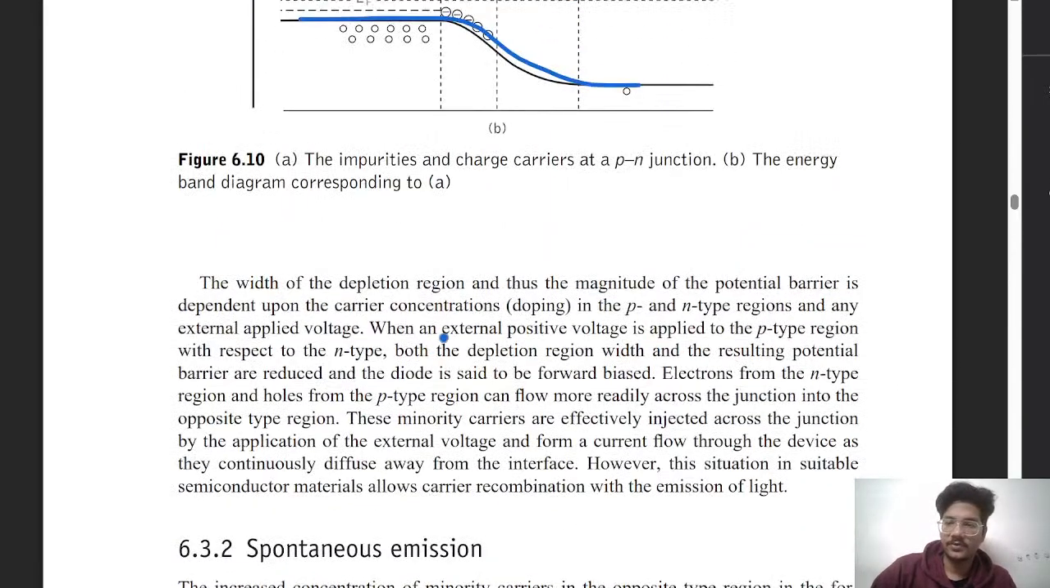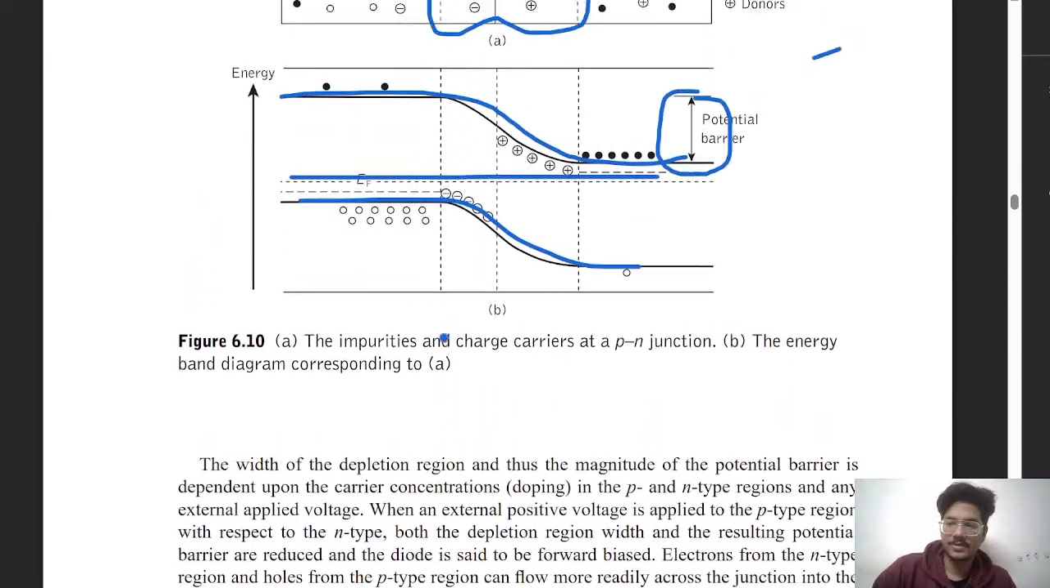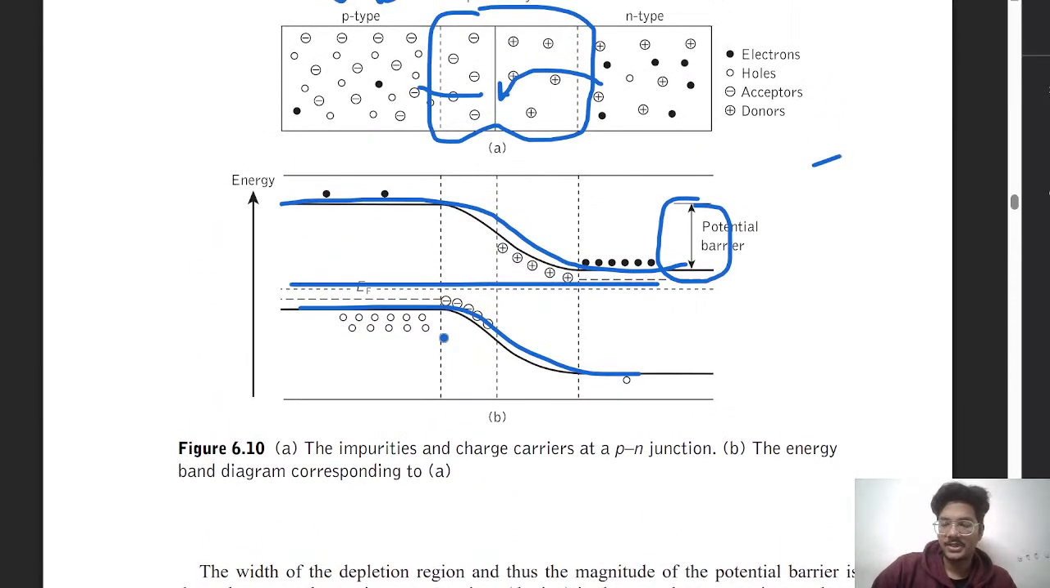After that we see forward bias in the p-n junction. Forward bias means applying a positive voltage to the p side with respect to the n side. The depletion region width reduces and the barrier height decreases. The electrons from the n side and the holes from the p side easily cross each other.